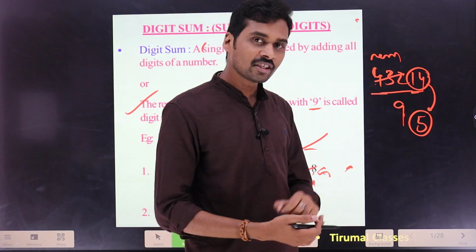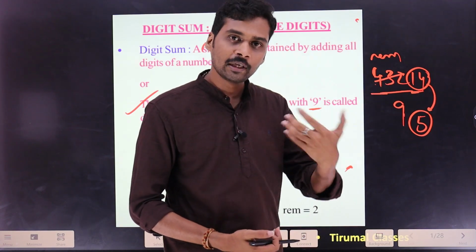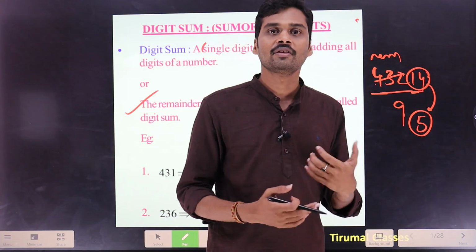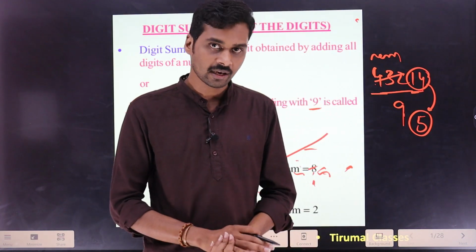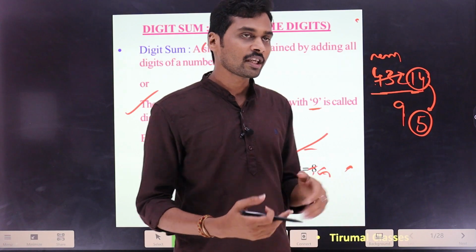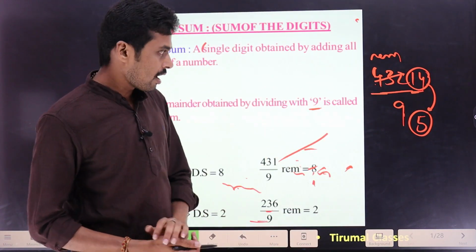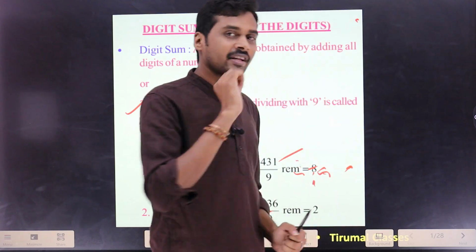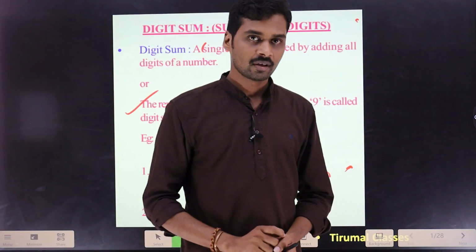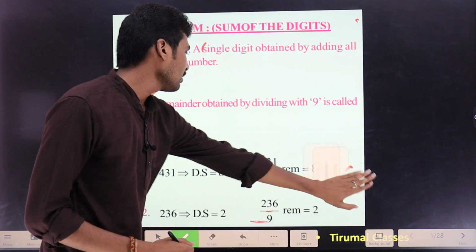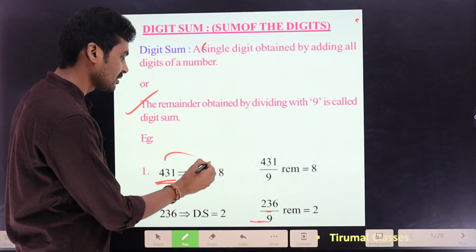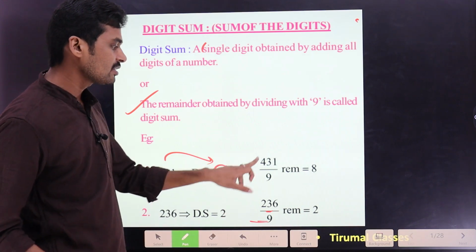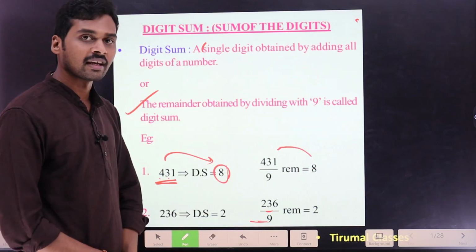For that, you don't need to separately divide by 9. You can take the digit sum, because the divisibility rule of 9 is about the sum of the digits. If the sum of the digits in the given number is divisible by 9, then the whole number is divisible by 9. In both ways we can express the digit sum concept, but we can directly take the digit sum. Suppose you take 431. 4 plus 3 plus 1, the digit sum is 8. Even if you divide the same number by 9, we get the remainder 8.